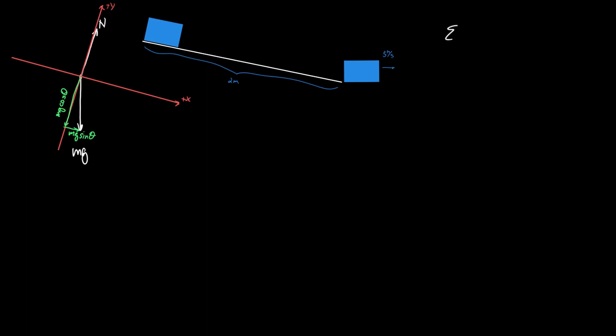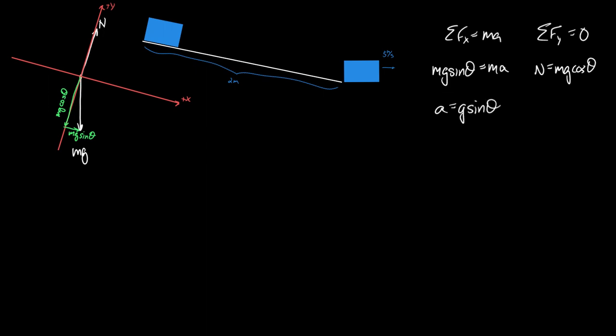Alrighty. So the net force in the x direction equals ma, so mg sine theta equals ma, and the net force in the y direction equals 0, so normal equals mg cosine theta. There's no friction in part 1. I've done all of the force concept model I can. It says to me that a equals g sine theta.